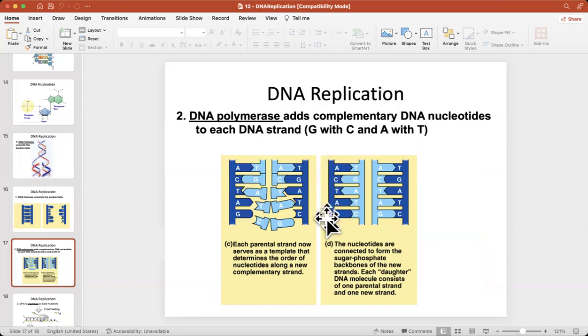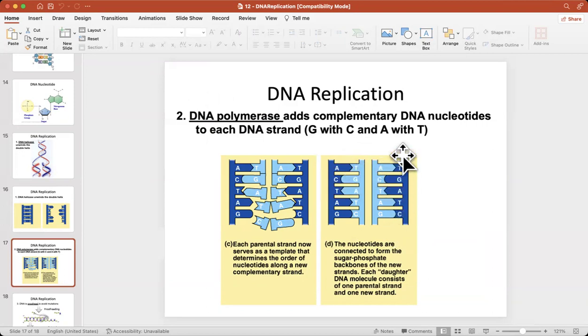So those dark blue, these are the old strand. And then you produce those light blue, these are the new strand. So these are new strands. And the enzyme to put those new nucleotides there is called DNA polymerase. That's the enzyme. So DNA polymerase creates a new strand. It's called the complementary DNA nucleotide. So A pairs with T, C pairs with G.